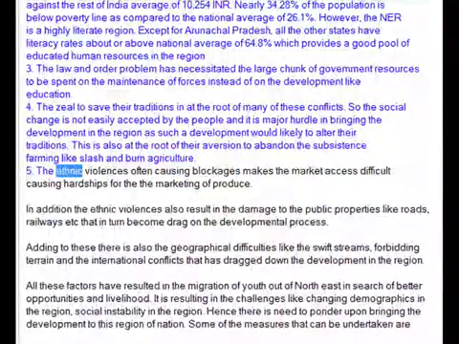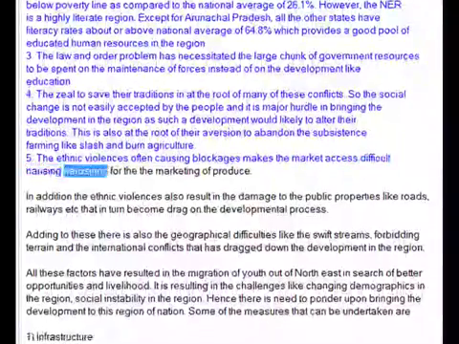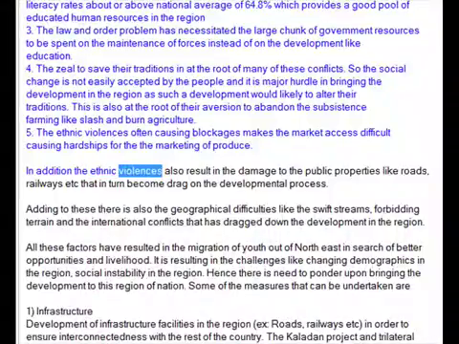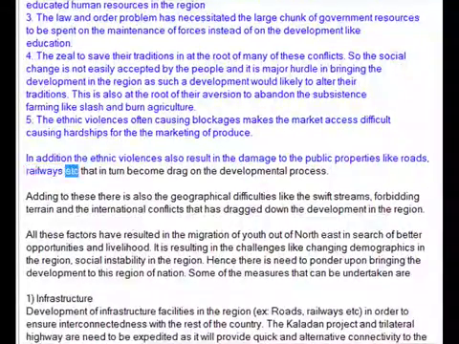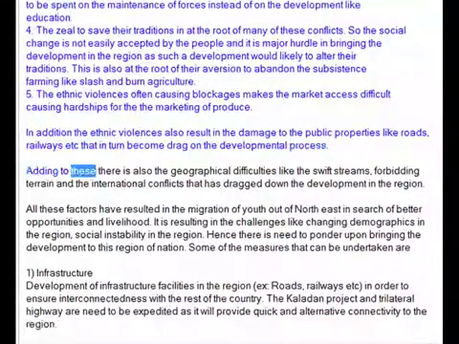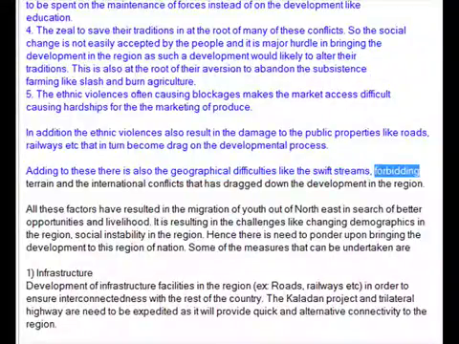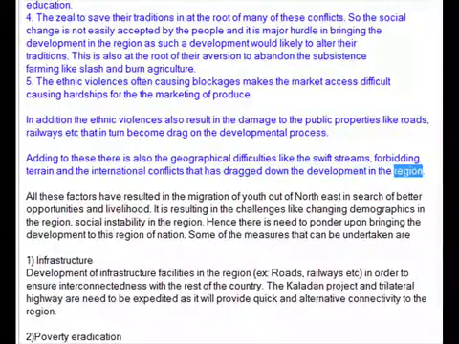5. The ethnic violence is often causing blockages, makes the market access difficult, causing hardships for the marketing of produce. In addition, the ethnic violences also result in the damage to the public properties like roads, railways, etc., that in turn become drag on the developmental process. Adding to these, there are also the geographical difficulties like the swift streams, forbidding terrain, and the international conflicts that have dragged down the development in the region.